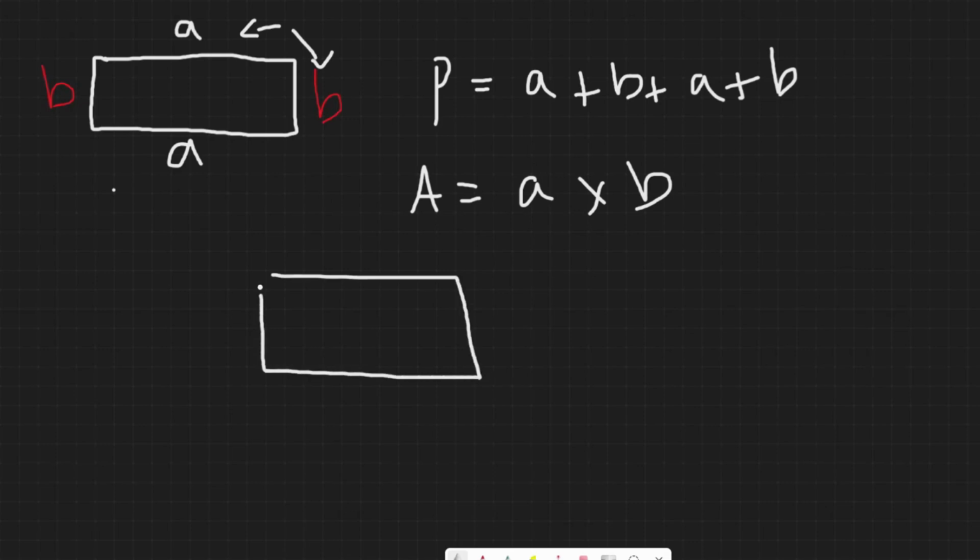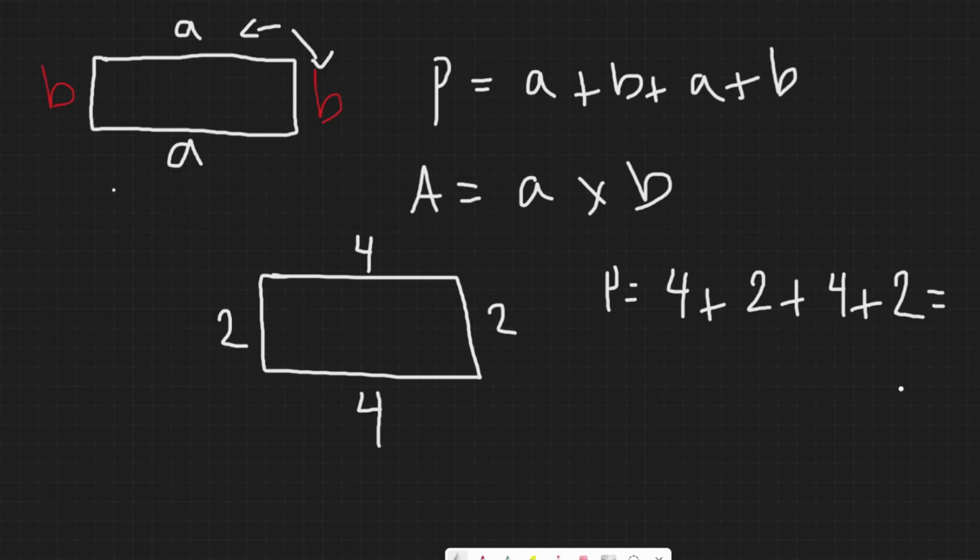Perfect. Imagine that we have a rectangle like this. This is 4, this is 2. If this side is 4, then the side in front is also 4. If that side is 2, the side in front is also 2. Cool. The perimeter is equal to 4 plus 2 plus 4 plus 2. Okay, if you add everything, we have 4 plus 2, 6, 6 plus 4, 10, 10 plus 2, 12. And the area is 4 times 2, which is 8 again.